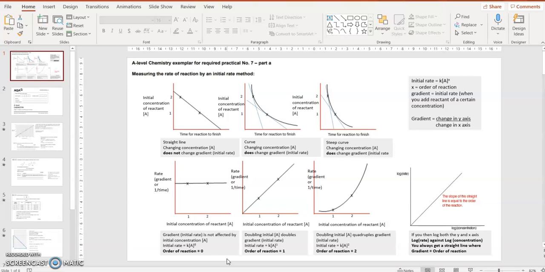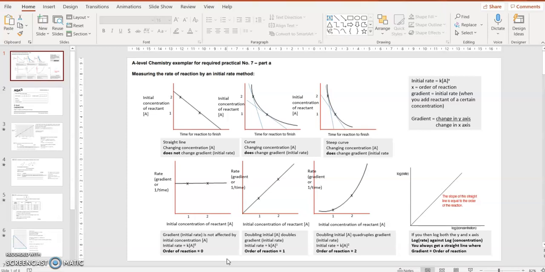The top 3 graphs have got initial concentration of reactant A and the time along the bottom, the time for the reaction to finish. Well, actually, if you look there, by changing the concentration of A, if a tangent to those top 3 graphs gives you the rate, then the rate isn't changing, the gradient of the tangent isn't changing, it's a straight line. So that's why its order with respect to A is 0, because changing the concentration of A isn't having any effect on the gradient of that line.